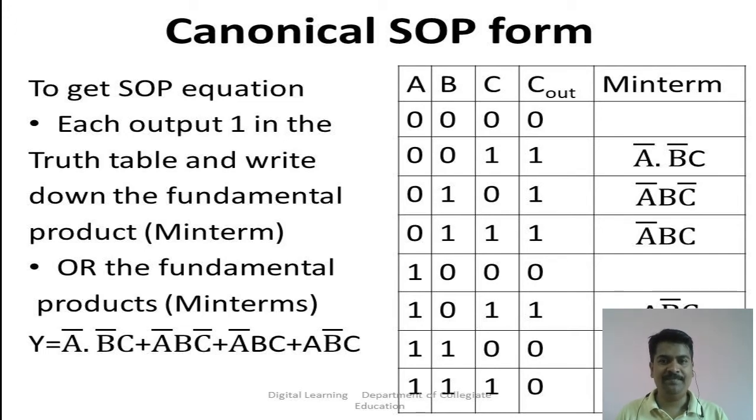Now after that, add the fundamental products. So I have got the 4 fundamental products, I have got the 4 minterms. Now the second step is to add the 4 fundamental products or add the 4 minterms. If I add these 4 minterms, I will get an expression y is equal to A bar, B bar, C plus A bar, B, C bar plus A bar, B, C plus A, B bar, C. And this expression is the canonical SOP equation or canonical SOP form.